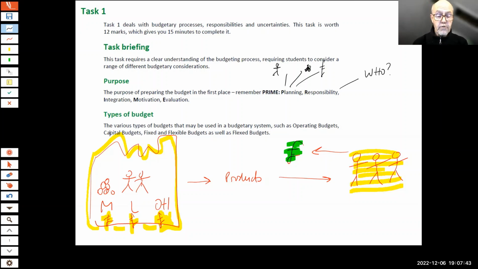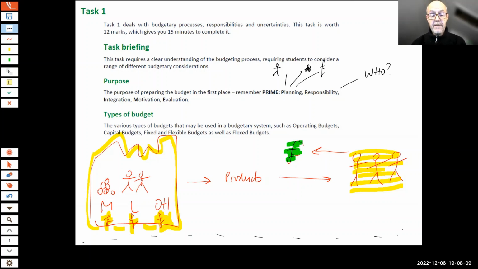Integration is the whole process that the whole budget starts maybe with a pile of components and ends with money in the bank via customers along products and customers along the way. The budget isn't just about what we're going to make, isn't just about what we're going to sell. Integration is the whole process. Motivation we'll talk about in a while.